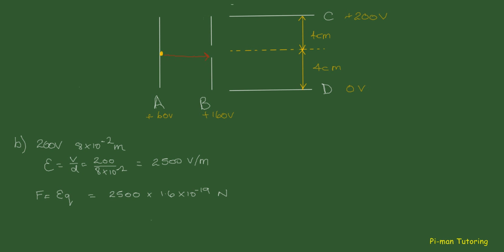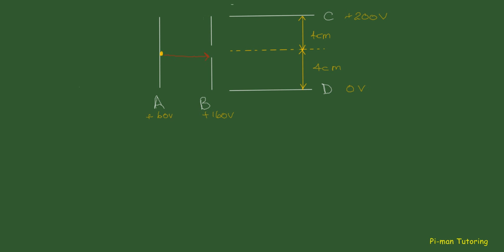And because the plate C is positive, the electron is going to be pulled vertically, so we can also show the direction of this force in square brackets as up, and that works out to be 4 times 10 to the minus 16 newtons in the up direction. Okay, on to part C.